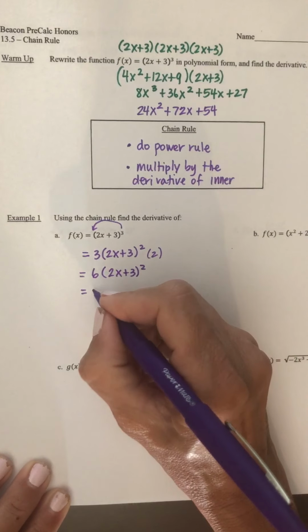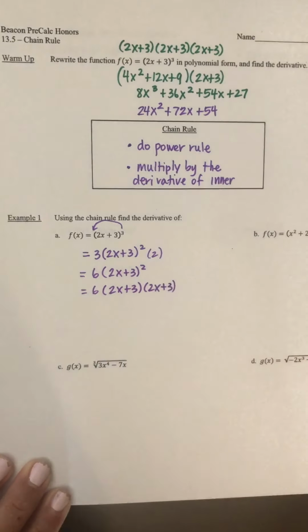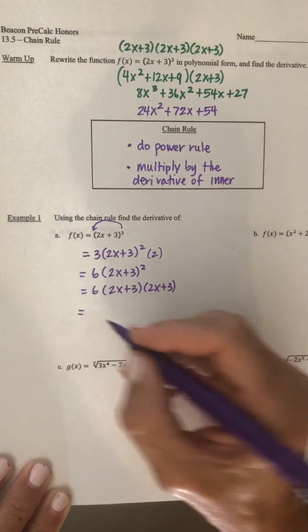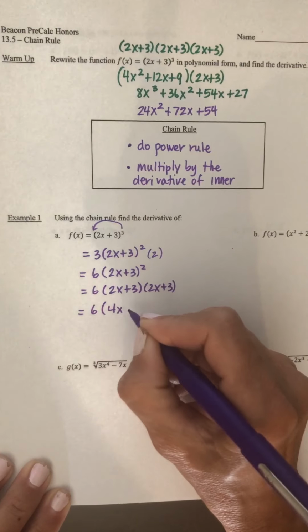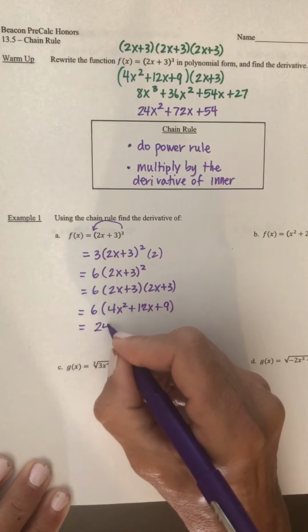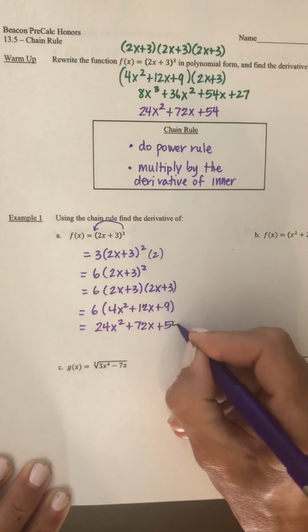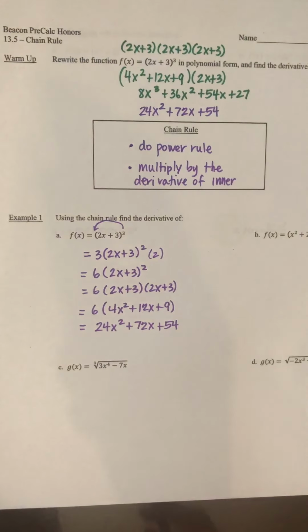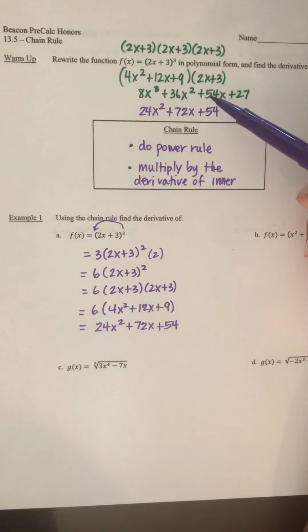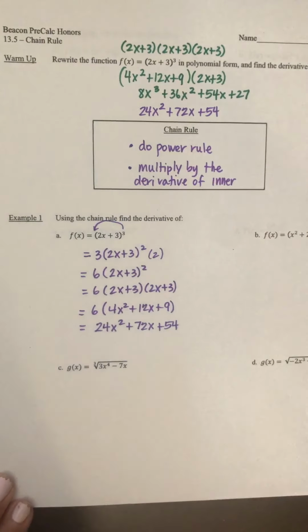If I was to multiply this out, here's what I would have. 6 times 4x squared. Let's see, I'm going to get 6x and another 6x, so plus 12x plus 9, which would give me 24x squared plus 72x plus 54. Oh, looky, it matches the beginning derivative. So instead of having to multiply everything out and use the power rule, you can use the chain rule, which you will get used to, and it will make your life a lot easier.